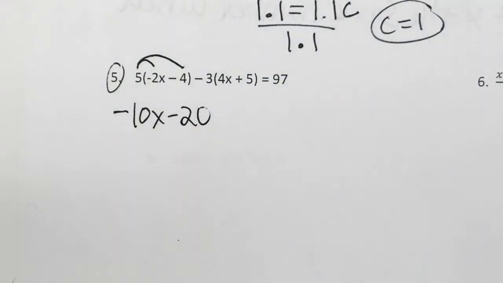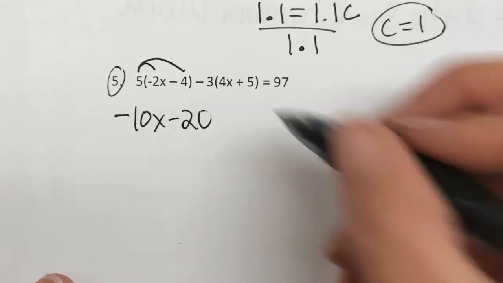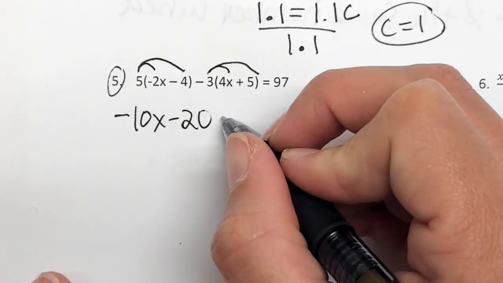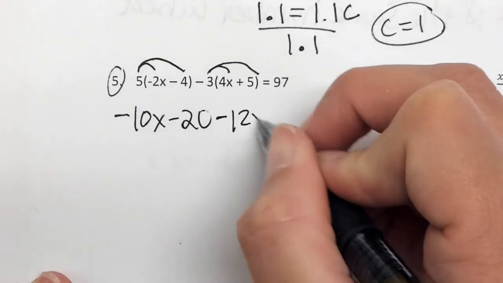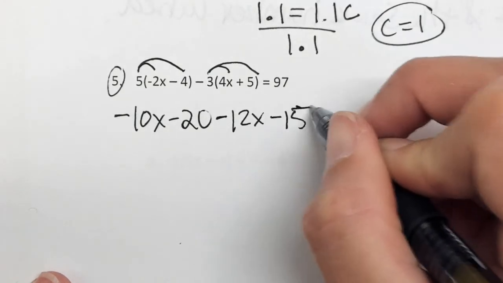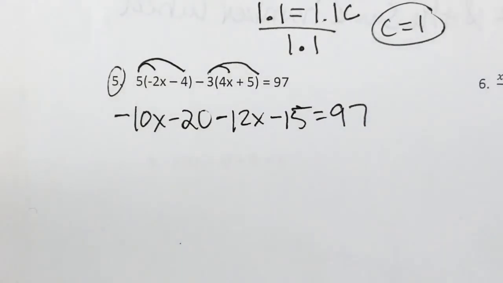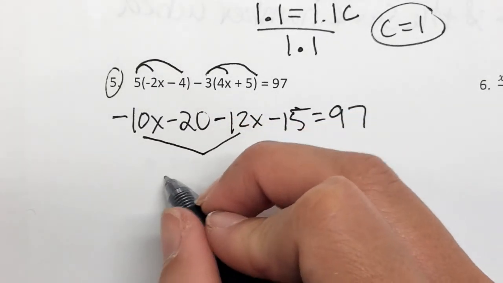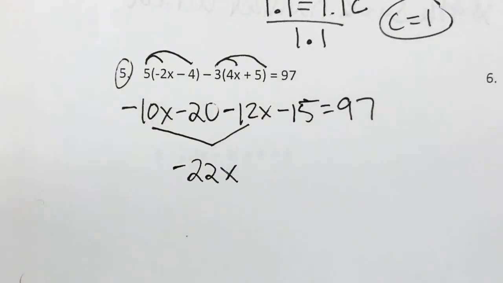You can stop there. What next, Nikki? Distribute negative 3 to 4x and positive 5. Good. And that's going to give us negative 12x and negative 15. Thank you. All right. What next, Abigail? Combine like terms. All right. So what are like terms? Negative 10x and negative 12x. That's going to make negative 22x. All right. Stop there. Thank you.